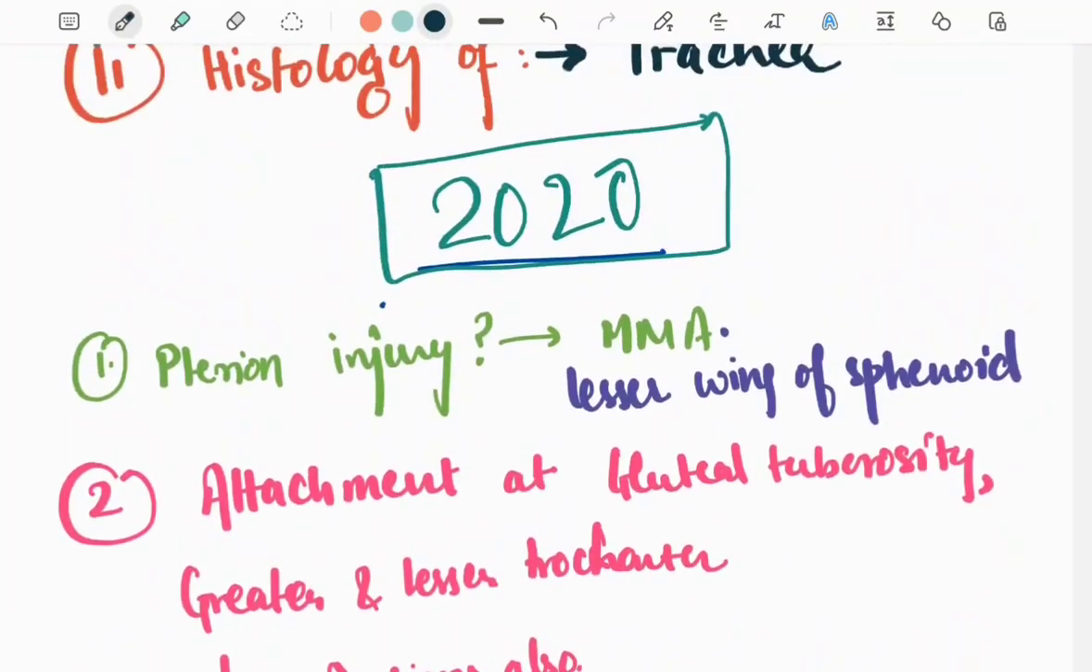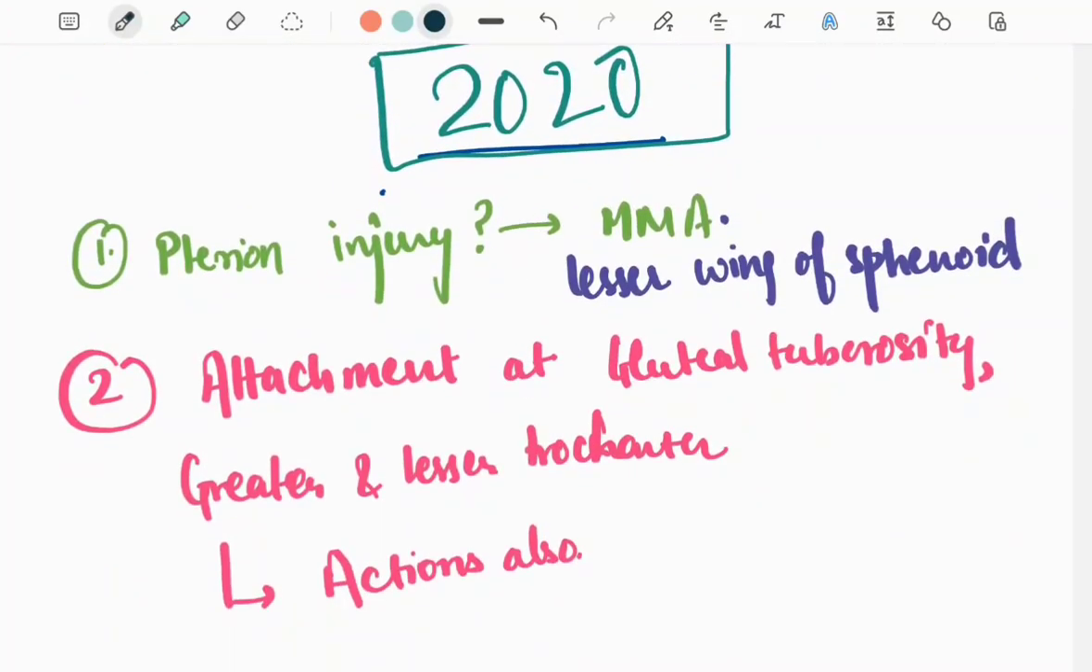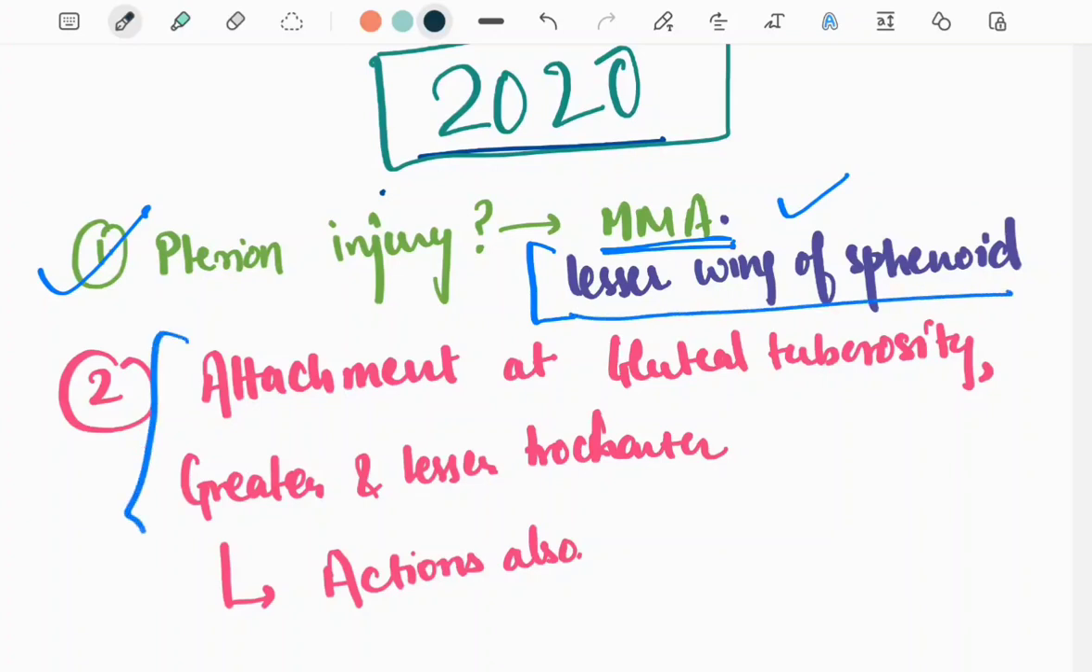Next, 2020 questions. There was a diagram of pterion injury and which artery will be injured, that is middle meningeal artery, and it was asked in another form like which is the underlying bone, that is lesser wing of sphenoid. There was another question about attachments. So you need to learn the attachments, like gluteal tuberosity, greater and lesser trochanter, and the actions of those particular muscles which are attached.